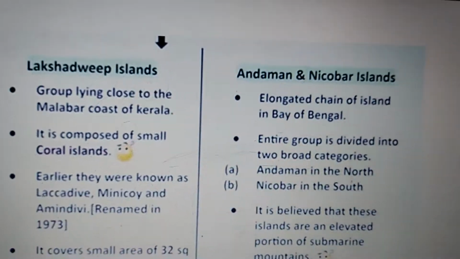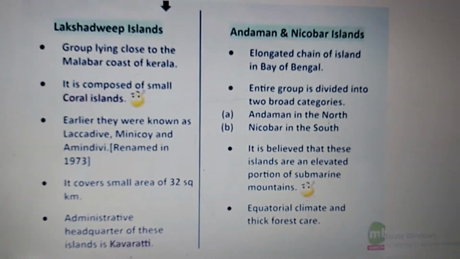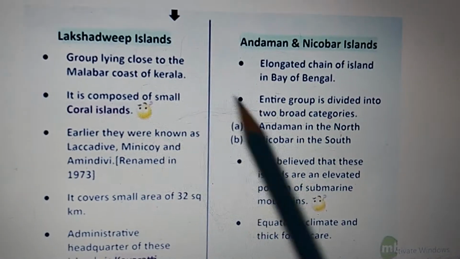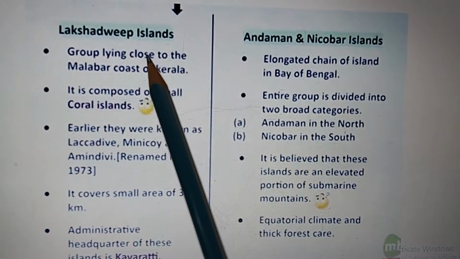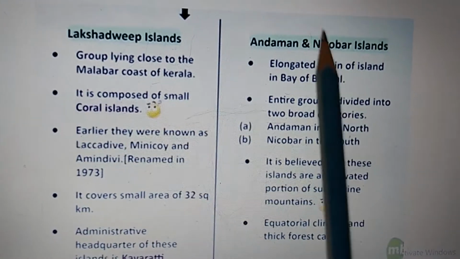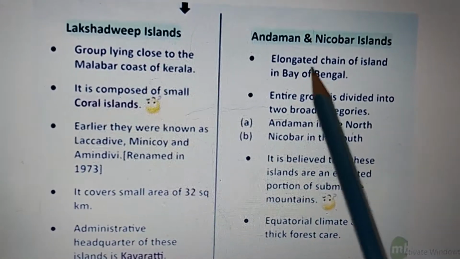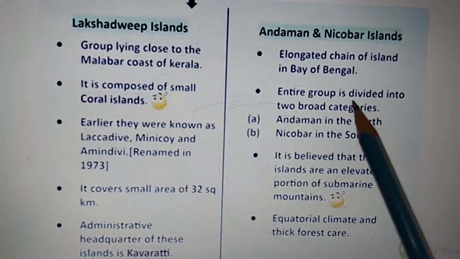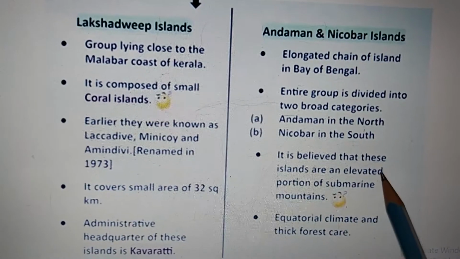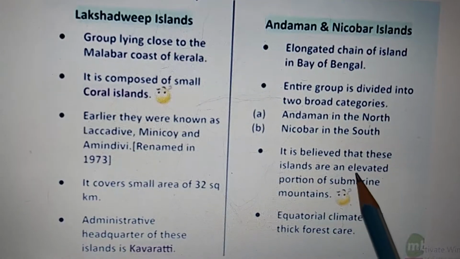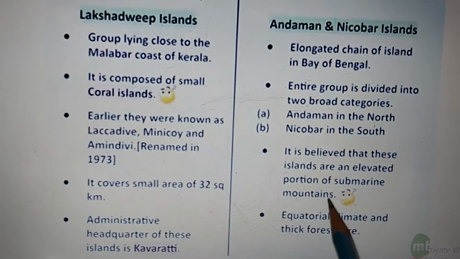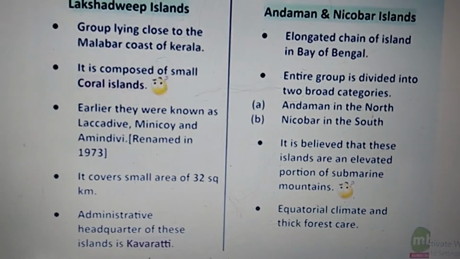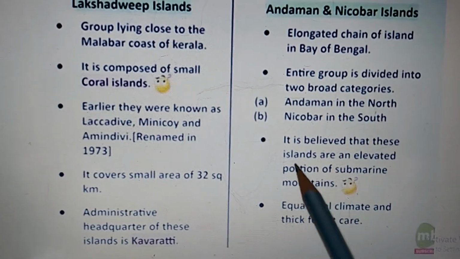Now let's recap whatever we have learned. You can see the difference between Lakshadweep and Andaman and Nicobar Islands. Here they are a group of islands close to the Malabar coast of Kerala. Here they are an elongated chain of islands in the Bay of Bengal. Lakshadweep is composed of coral islands. They are believed to be islands at an elevated portion of a submarine mountain which was submerged. That means some parts of those same mountains have submerged, some remain up. That is how they were formed.